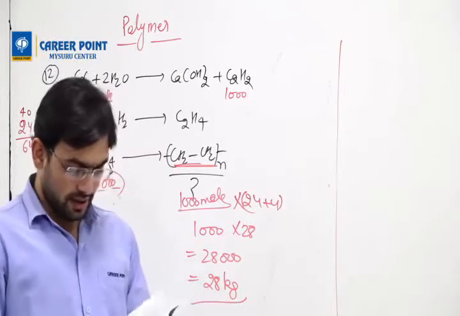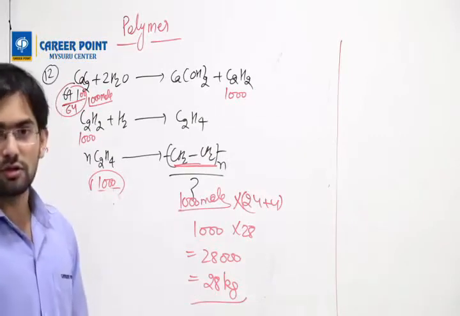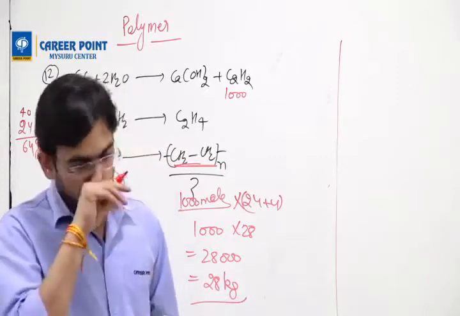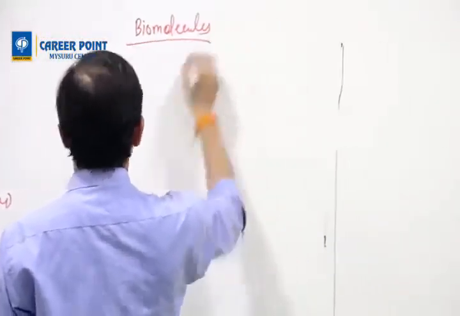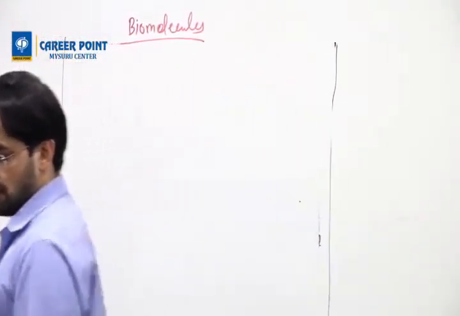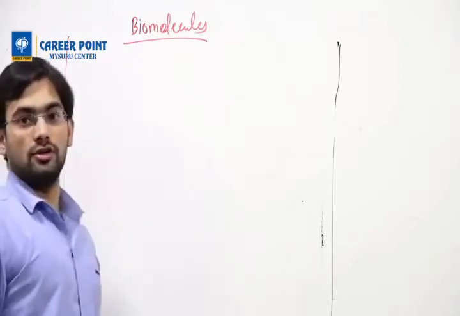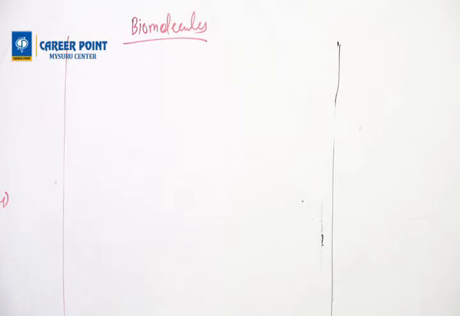Okay, so after polymer I have given you which chapter? After polymer I have given you biomolecules. Biomolecules doubt? This side now. Biomolecules doubt? Tell fast, beta. Biomolecules doubt? Any doubt in biomolecules?